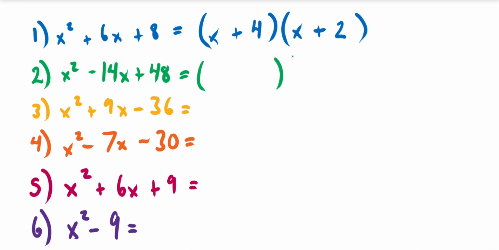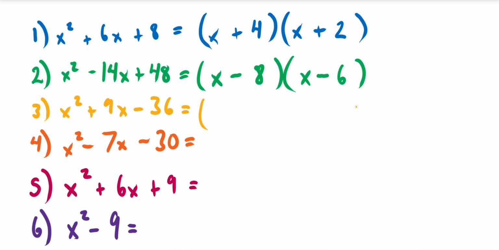Next, parentheses, parentheses. I need an x and an x. The first term is negative, so I can put a negative here. And a negative times what gives me a positive? A negative times a negative gives me a positive. So I need factors of 48 which sum to be 14, because these signs are the same. Well, that's going to be, thinking about it for a moment, 8 and 6. 8 times 6 is 48, and 8 plus 6 is 14. There we have it. On to the next one.